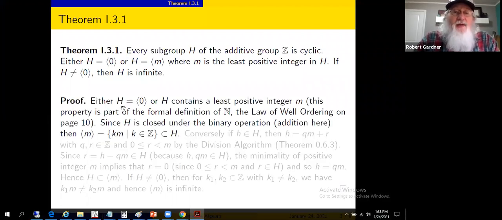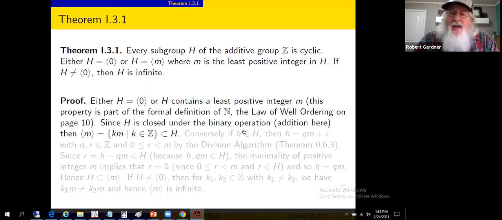Either H equals the trivial group, or H contains a least positive integer m. The formal definition of the natural numbers, the positive integers, arguably the non-negative integers, is that every set of natural numbers has a least element. It's called the law of well ordering of the natural numbers. See page 10 for some details on that, but this is familiar stuff to you. So we must have a least positive integer in this group. Call that least positive integer m.